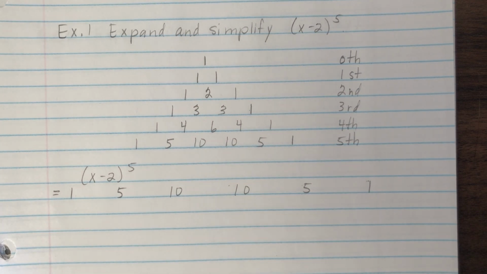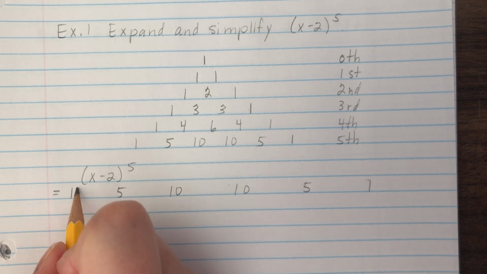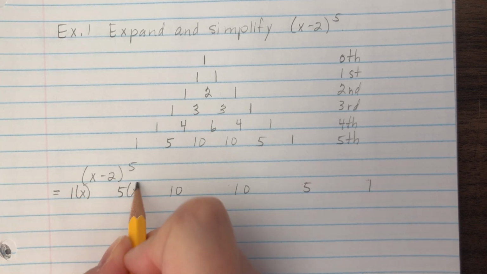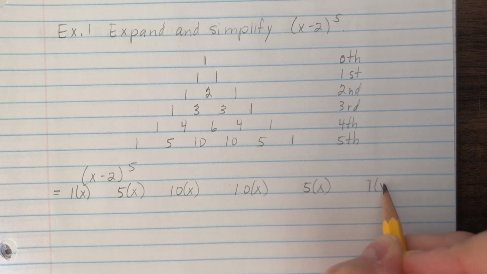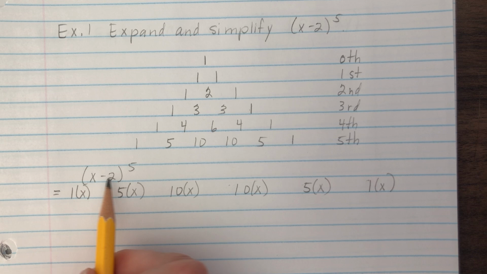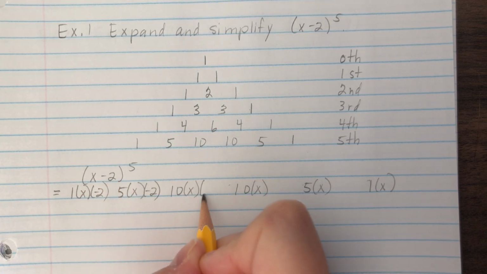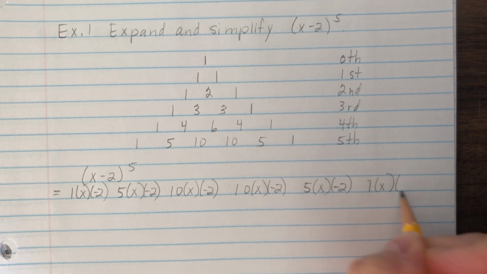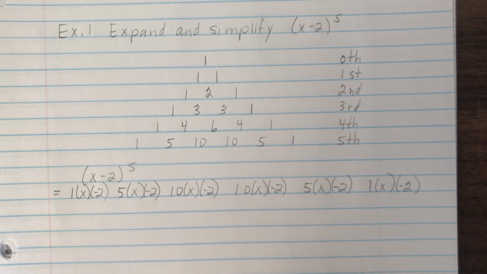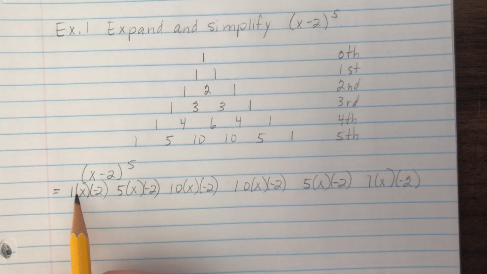Each term is going to contain the terms of the binomial raised to some exponent, so I'm going to see powers of these terms. So I'm going to write these terms next to the coefficients, with x being my first term and then -2 being my second term in the binomial that I see. The next step would be to write the exponents on each of these terms.